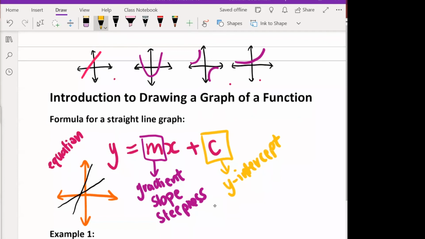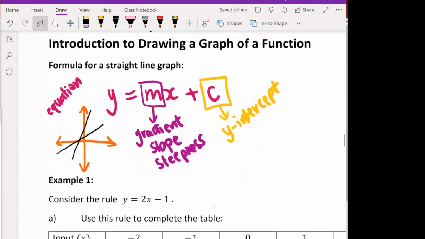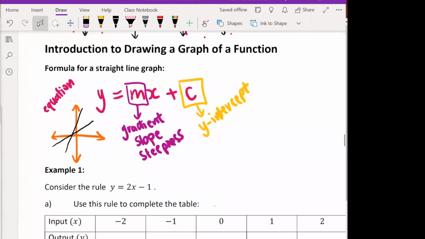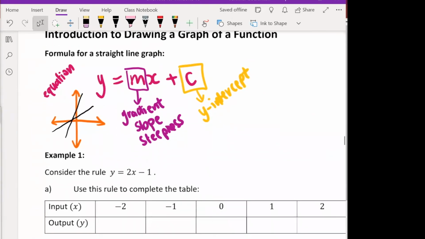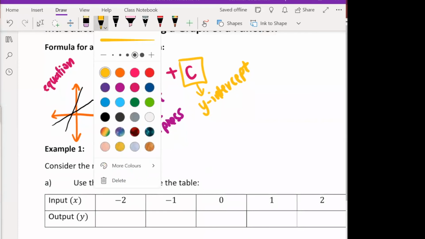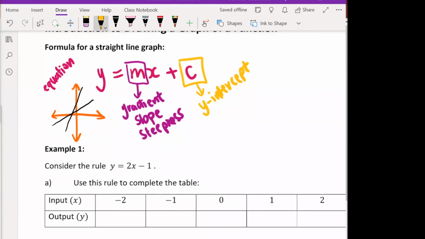Okay, so let's have a look at a graph like this here. We're going to use this table very briefly, but not a huge amount, because we're going to do it a bit of a different way when we go through this. So this would be our equation. We've got y is equal to 2x minus 1. If my equation is y equals 2x minus 1, what is my gradient?